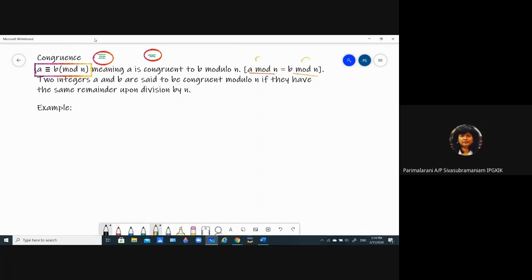Two integers A and B are said to be congruent modulo N if they have the same remainder upon division by N. Okay, let's look at the example, then you'll understand better. So I give you a statement here: 52 is congruent to 24 mod 7. Is this true or false?